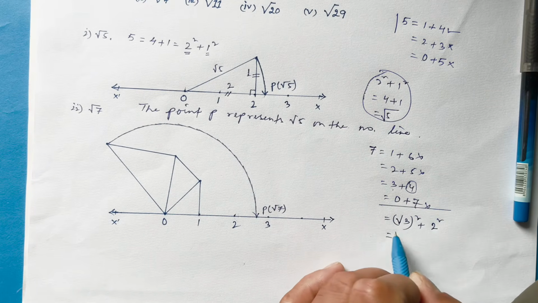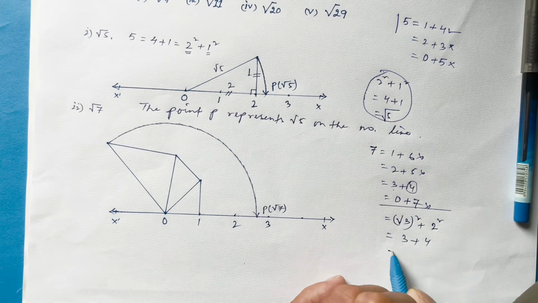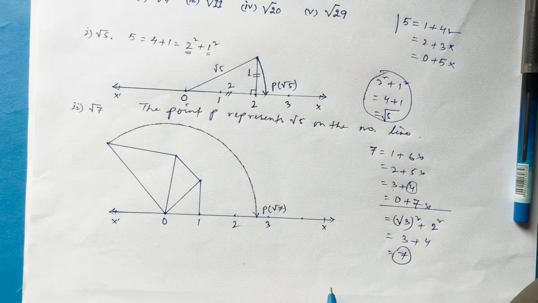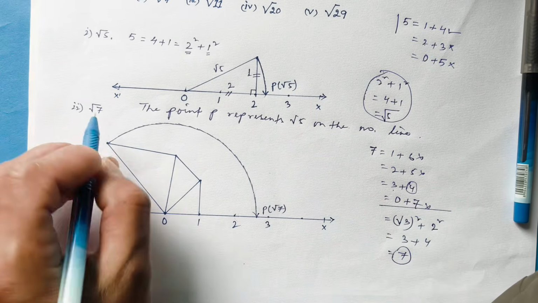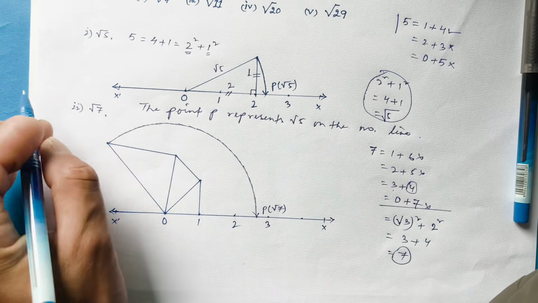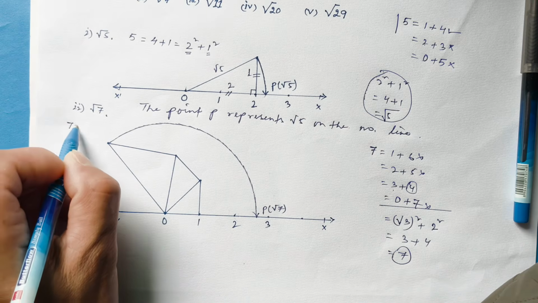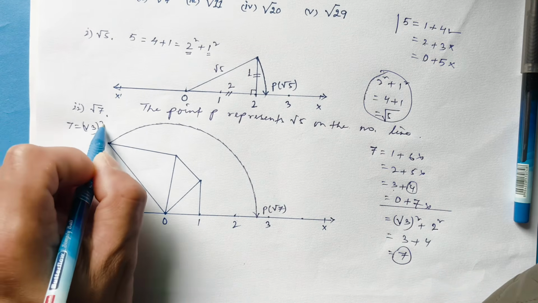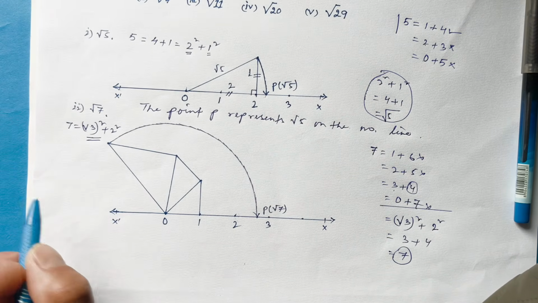Let me see: 2 twos are 4, 4 plus 3 is 7. So root 7 can be written as root 3 square plus 2 square. Now this 7 can be written like that: 7 equals root 3 square plus 2 square. Do you understand?